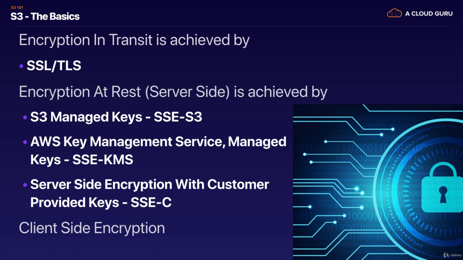So there are four ways of really doing encryption. There's server-side encryption: SSE-S3, SSE-KMS, and SSE with customer-provided keys. And then we also have client-side encryption, where you basically encrypt the object and then upload it to S3. So let's go ahead and have a look at how we can do this in the AWS console.